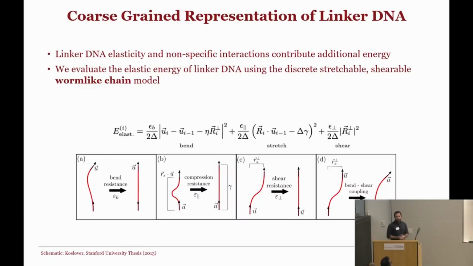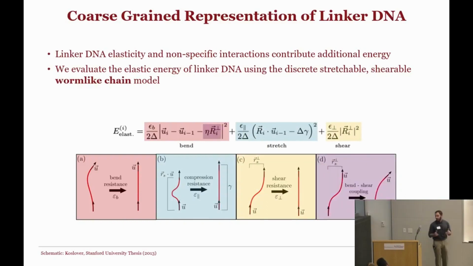So I mentioned this in the first half of the talk. We assume that linker DNA is a semiflexible polymer, which means it resists bending at short length scales. So there's contributions to the favorability of a state based on the bending of that segment. We have the stretching of that segment, and then a shearing effect of that segment, with a correction for how bending and shearing kind of capture the same information.